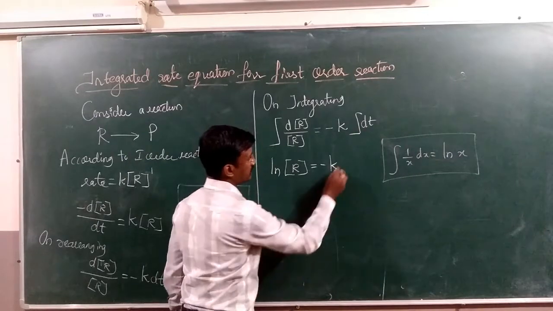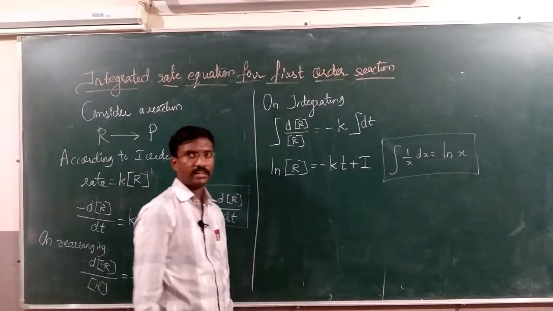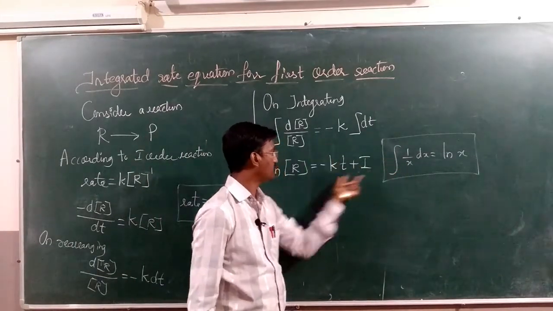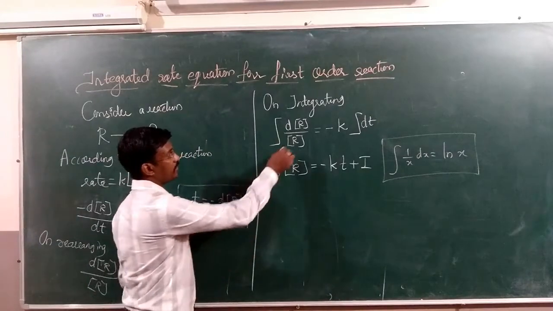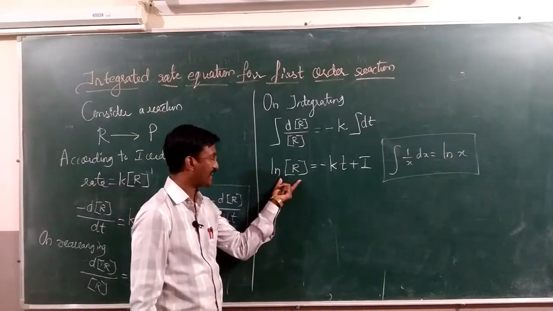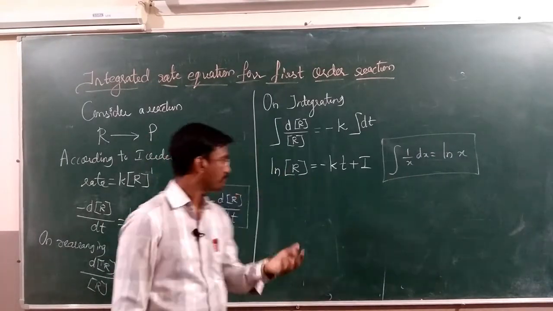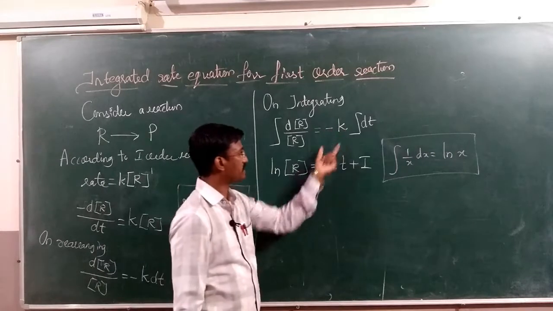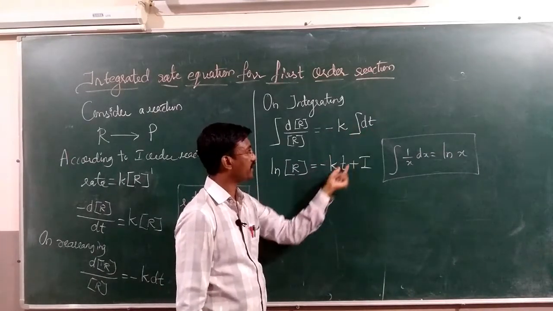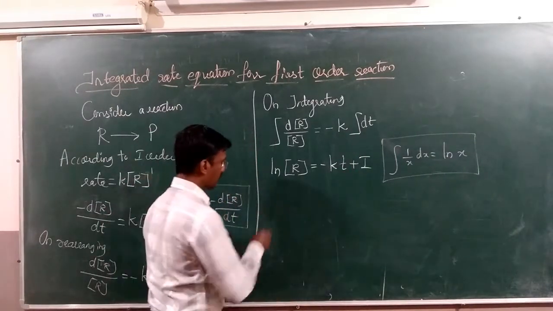Integration of dt is t plus I, where I is the integrational constant. Are you getting this expression? I am writing based on this: integration of dr by r is nothing but log r. We are writing that as ln r. Later we are converting that ln r into log r. Ln r is equal to minus k as it is. Integration of dx is x. Similarly, integration of dt is t plus I, where I is the integrational constant.